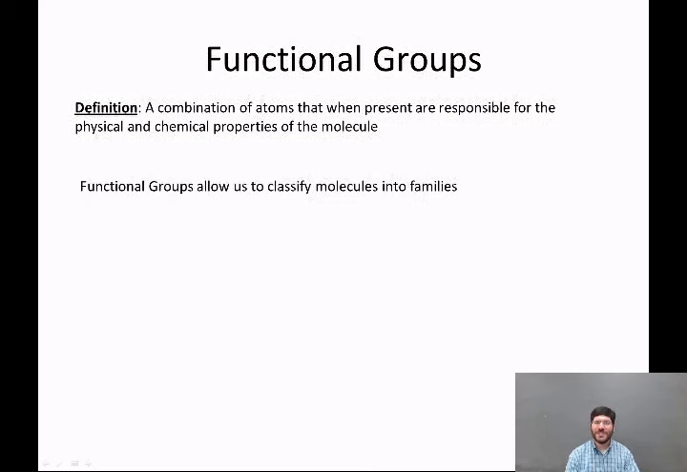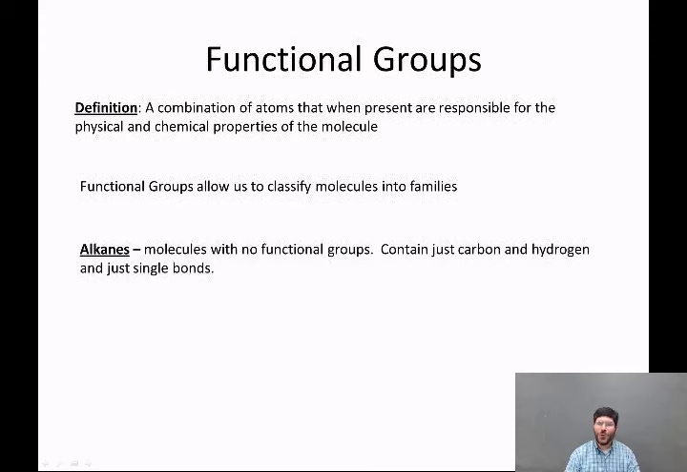Furthermore, functional groups allow us to classify molecules into families. Biologists like to classify organisms into kingdom, phylum, class, order, family, genus, and species. Functional groups also allow us to classify molecules. We could take a molecule and say that it is an alcohol, and then more specifically a tertiary alcohol, as we will see in a couple of moments.